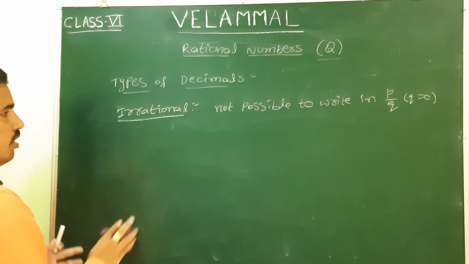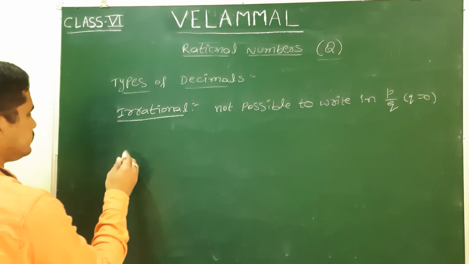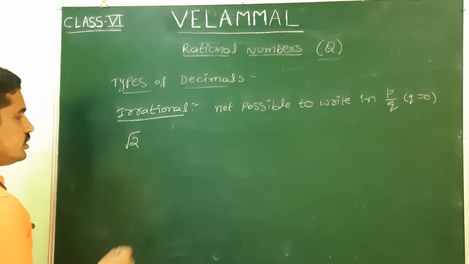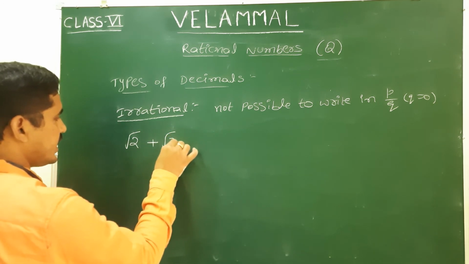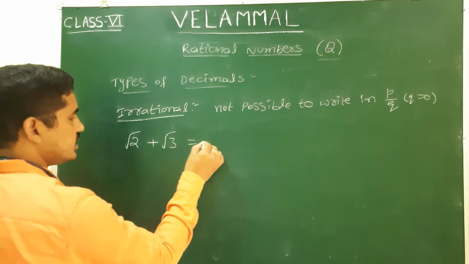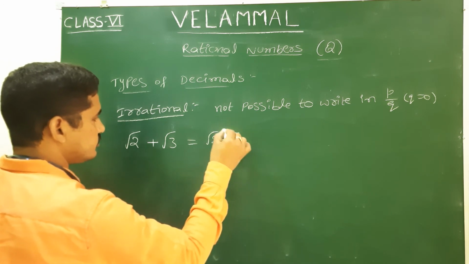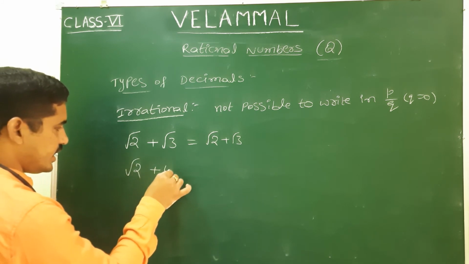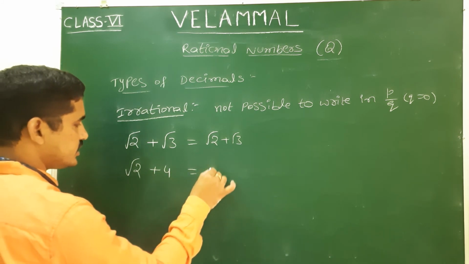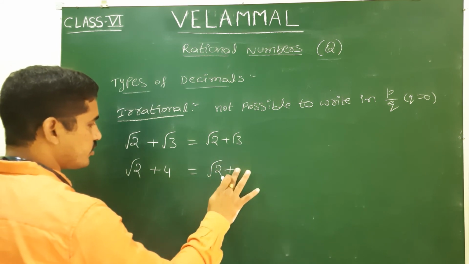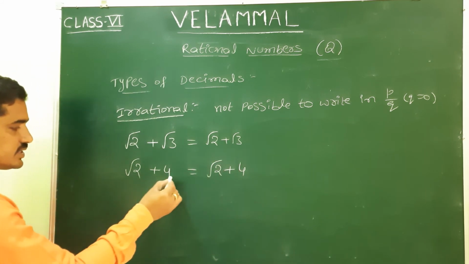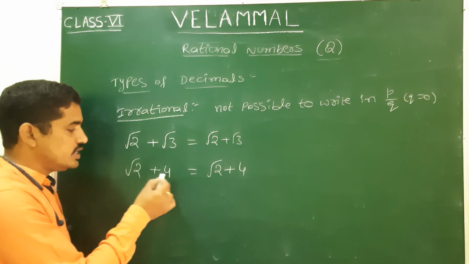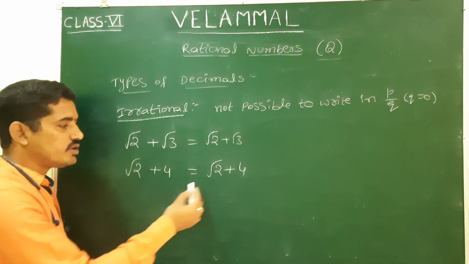Okay. Next we have some important properties of irrational numbers. If we are taking an irrational number, and to this irrational number we are adding any irrational number, then the resultant will be an irrational number only. Or else, to the irrational number, if you are adding any rational number, then that resultant is also an irrational number only. Root 2 plus 4 we are saying. Root 2 is an irrational number and 4 is a rational number. But the sum of an irrational number and a rational number will be an irrational number.